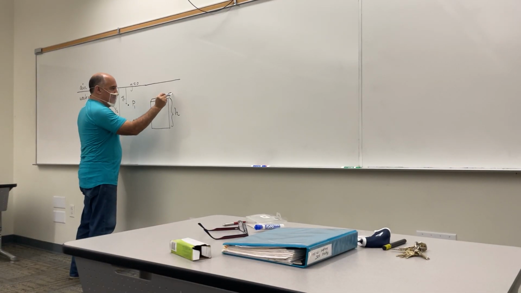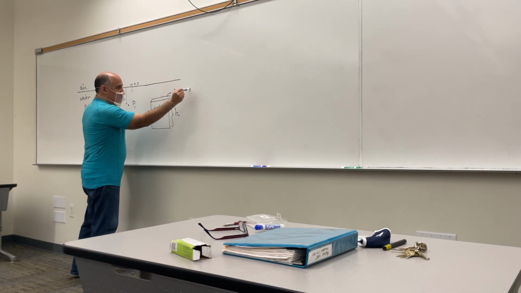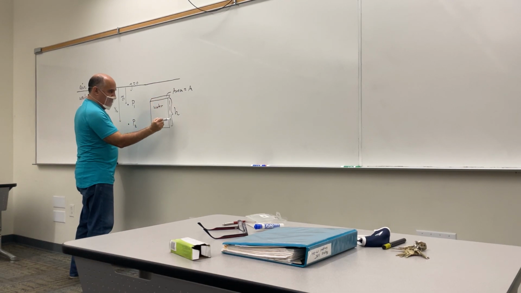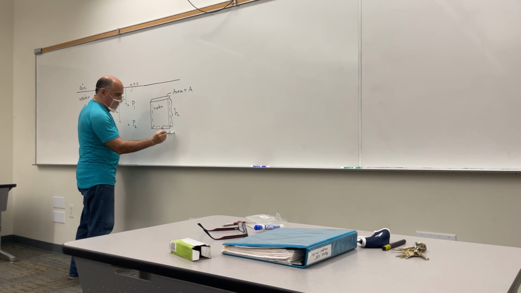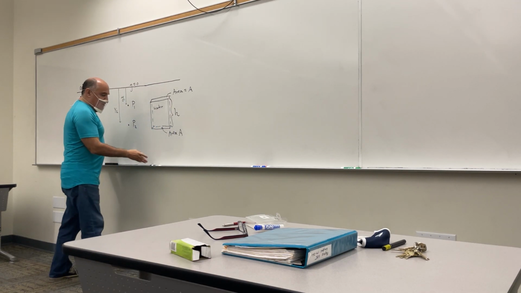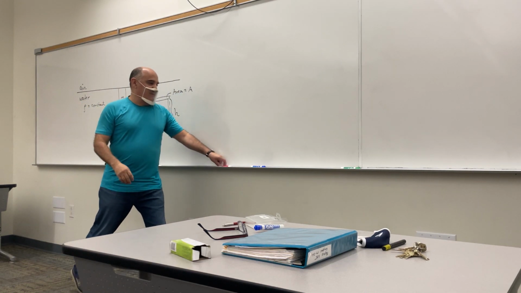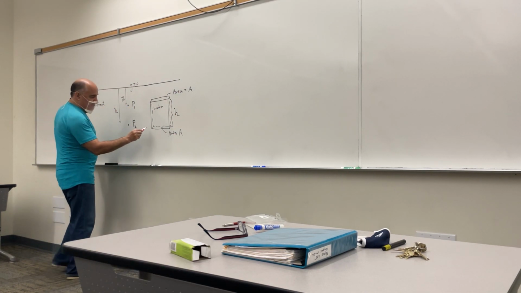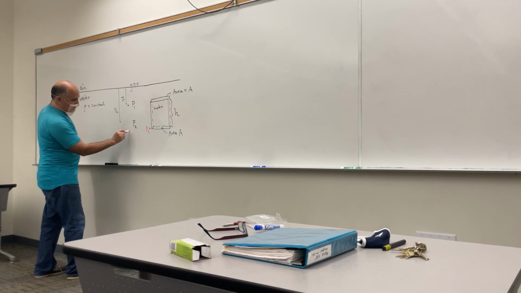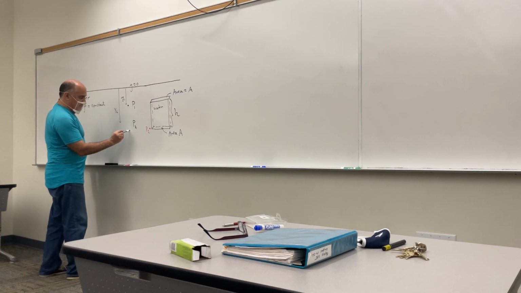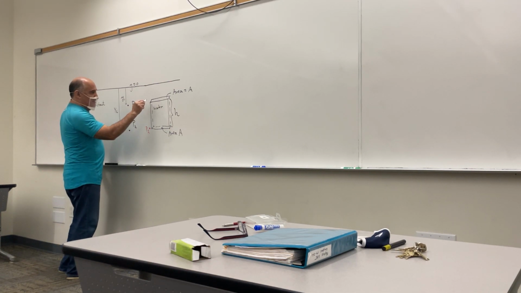Cross-sectional area, A, same area here, and I'm going to say that the pressure at this depth over here is P2. That's supposed to be the same as this here. And the pressure at this particular depth is P1.